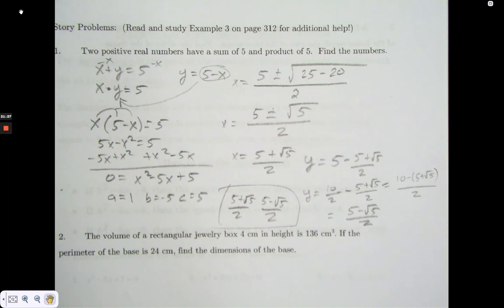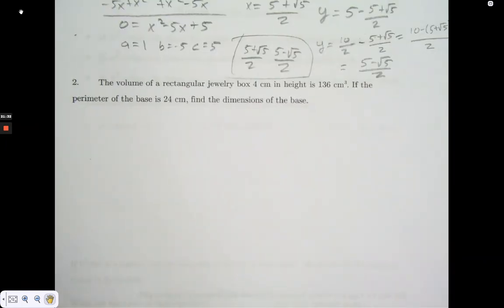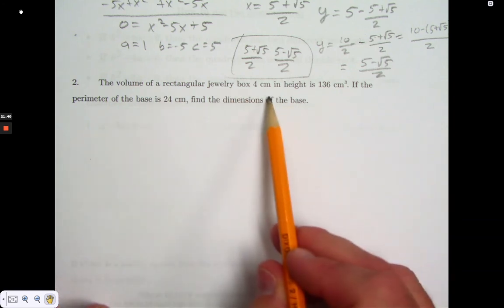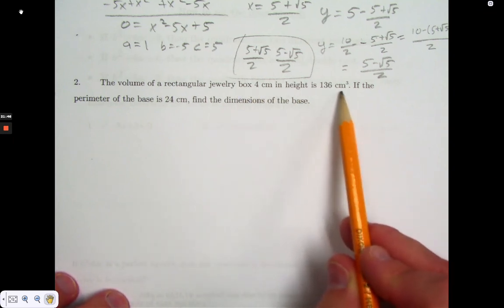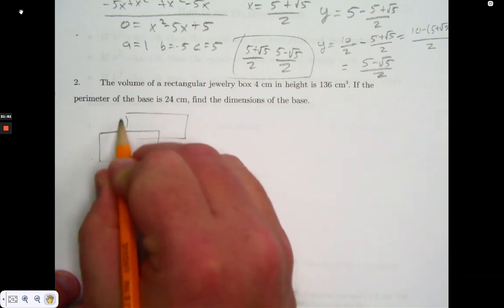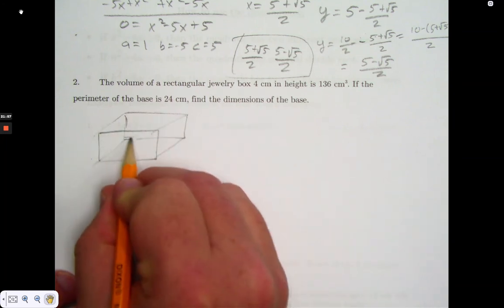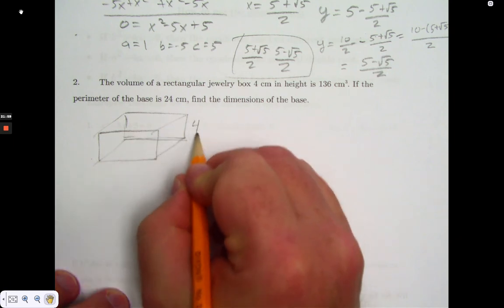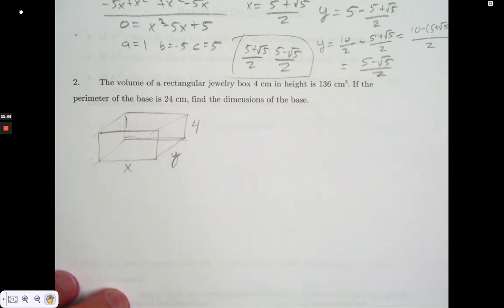Okay, and the next problem they talk about it being dimensions of a jewelry box. So again, right, the two answers you get, those are going to be the two different possibilities that x and y have. So on this one it says the volume of a rectangular jewelry box that is 4 centimeters in height is 136 centimeters. So I always like to draw my jewelry box. I know I'm not a great artist, but we do our best. Okay, and it tells us our height is 4. We don't know the dimensions of the base, so we're just going to call them x and y.